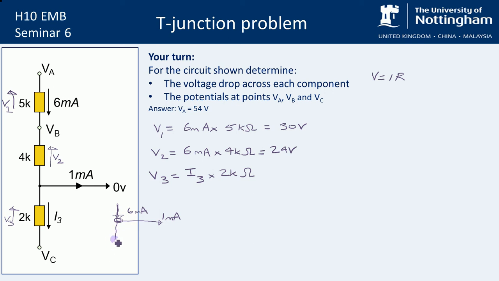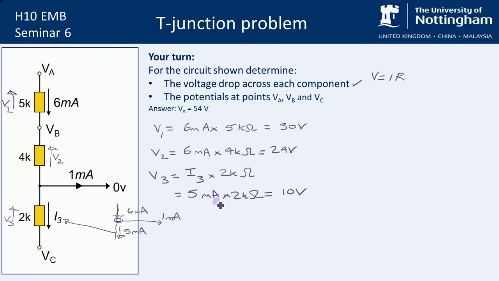This is essentially a version of Kirchhoff's law, which we've used intuitively before. We know that current in is equal to current out, so we've got 6 milliamps flowing in, 1 milliamp flowing out. Therefore we must have a current of 5 milliamps flowing out down that final branch. So I3 is 5 milliamps. We can substitute that into our equation: 5 milliamps times 2 kilo ohms gives an answer of 10 volts. So that's the first part done. We found the voltage drop across each component.